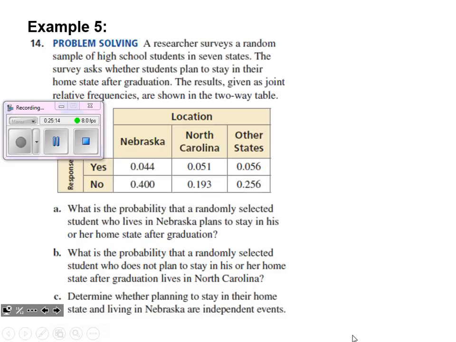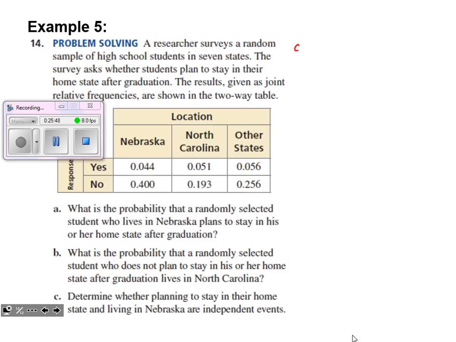A researcher surveys a random sample of high school students in 7 states. The survey asks whether students plan to stay in their home state after graduating high school, or want to leave. The results, given as joint relative frequencies, are shown in the two-way table. Now realize they've already done the work that we just did in our flu vaccine example for us. So we're working with all of these little probabilities to answer parts A, B, and C down below.